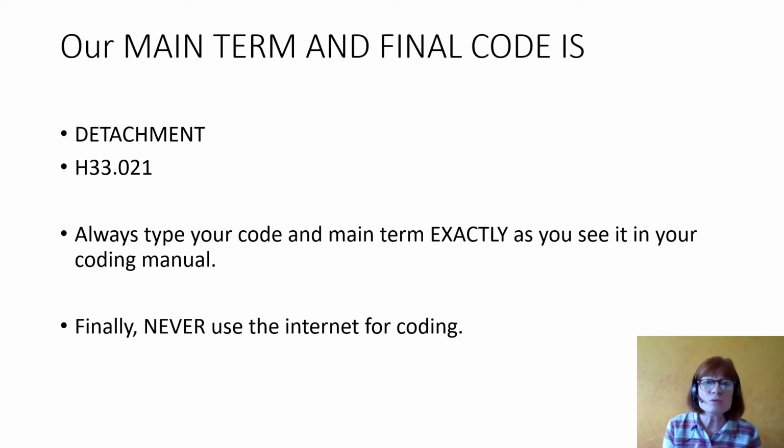Couple of items to note. Always type your code and your main term exactly as you see it in your coding manual. Sometimes your main term may be more than one word. Whatever it is in bold, that's your main term. Type your code. It's always a capital letter. Be mindful of typing a 0 or an I. Every code begins with a letter, and we have codes that begin with I and codes that begin with O, and it's easily confused. It's always been that way. I saw it when they had the draft copy. It's just the way it is. So just note, every code begins with a capital letter.